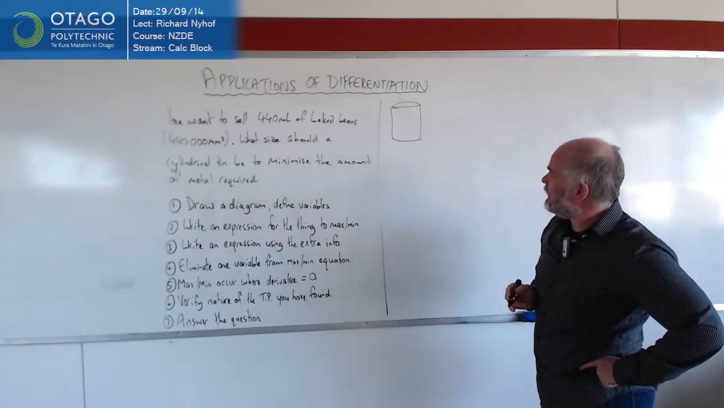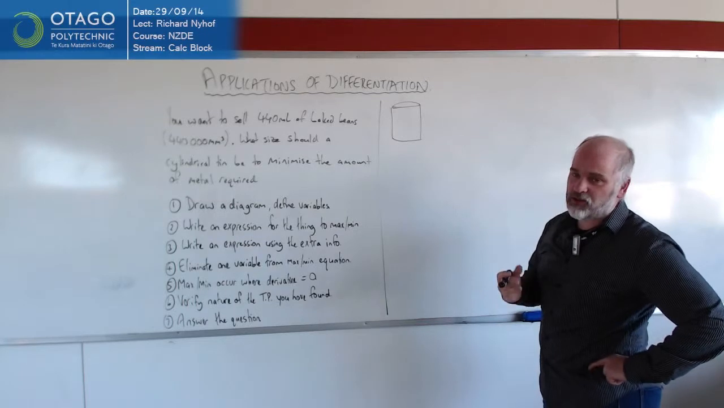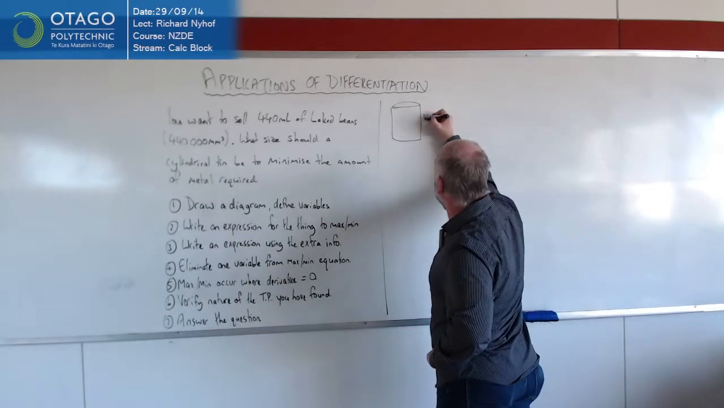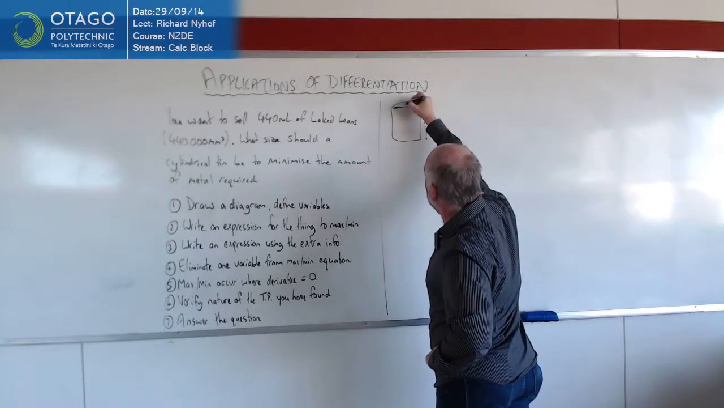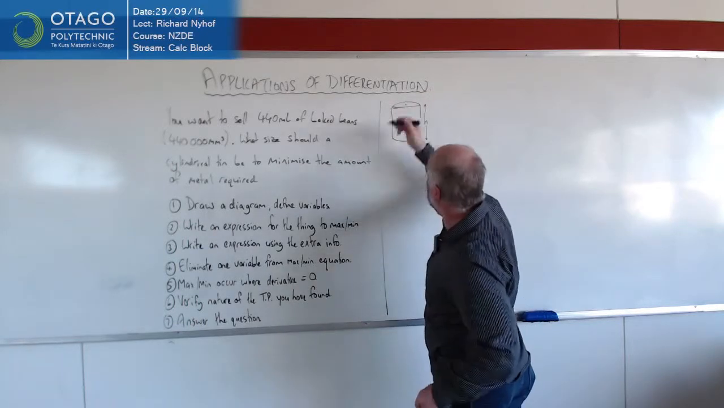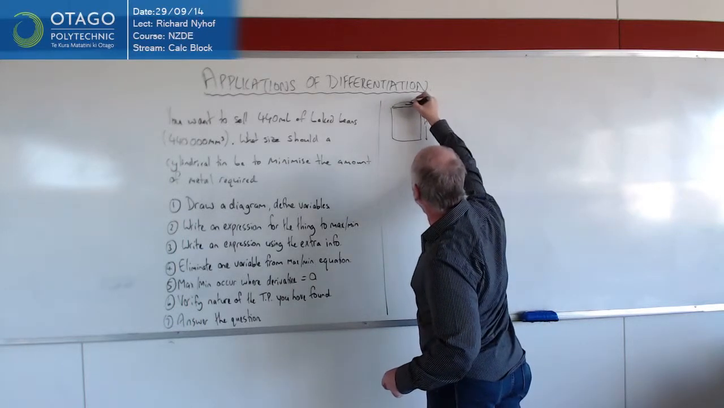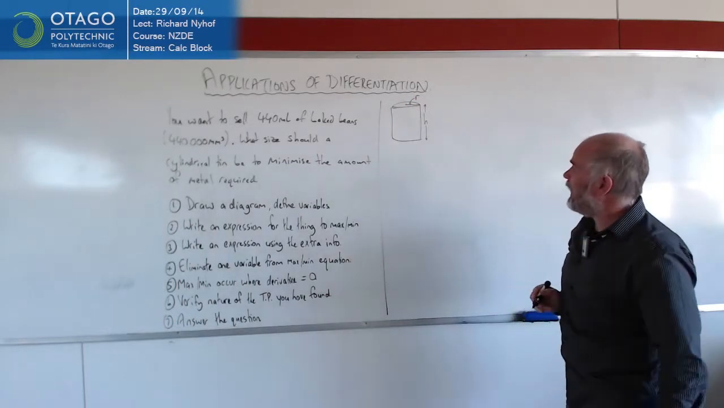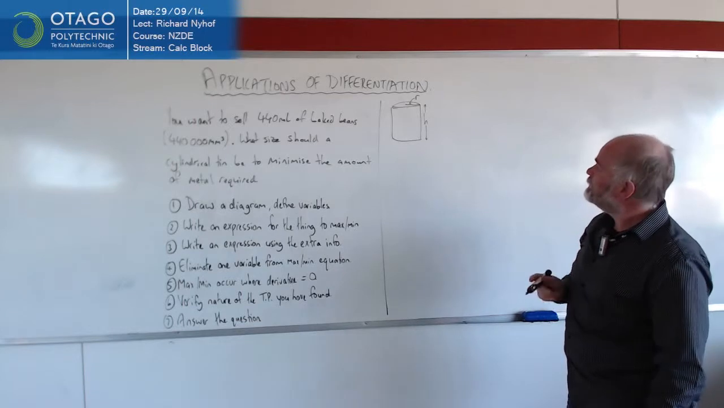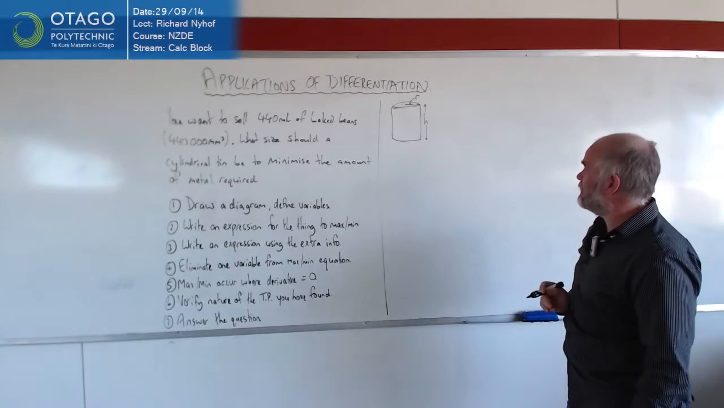And when we look at that can, what are the things that we can control? Well, one of them is going to be how tall it is, which I'll call H, and one of them is going to be how big the top of it's going to be. So we're really going to be interested in the radius. So I've got two variables, R and H. Okay, so I've drawn a picture, I've defined my variables.